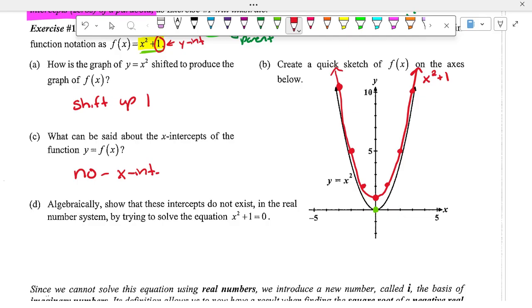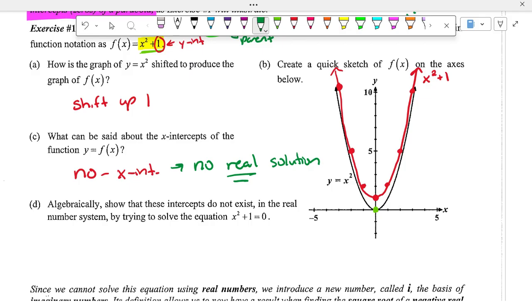No solution. Specifically, you were taught to say no real solution. Emphasis on real. So if you had no x-intercepts, it was no real solution. That's what you were taught to say.